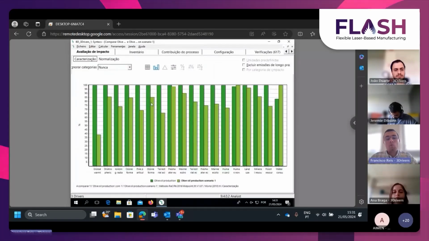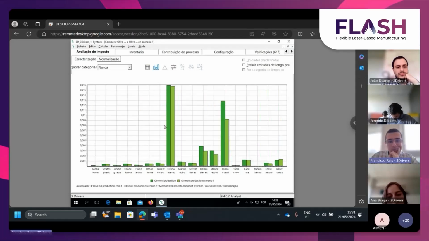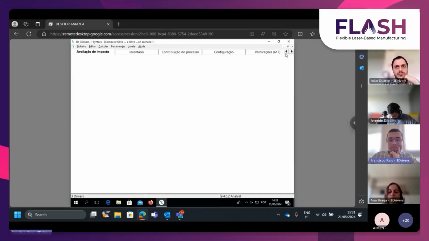Well, okay, we would get this graph, which shows both processes side by side, and we can see those impacts for all the impact categories of midpoint in characterization, and then also in normalization. And yeah, I believe that's it.